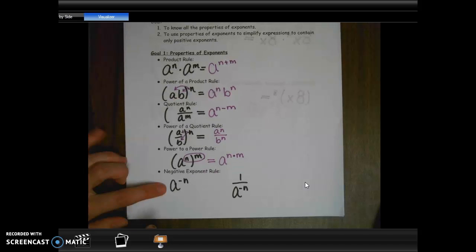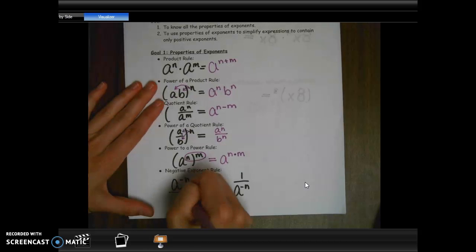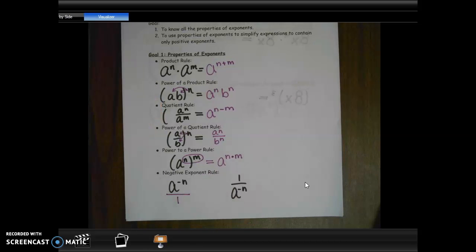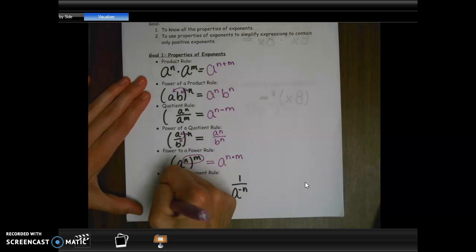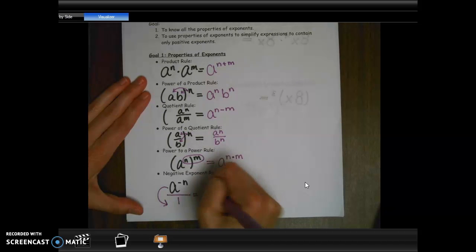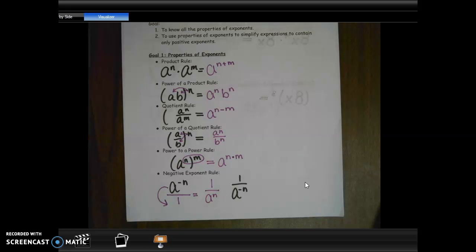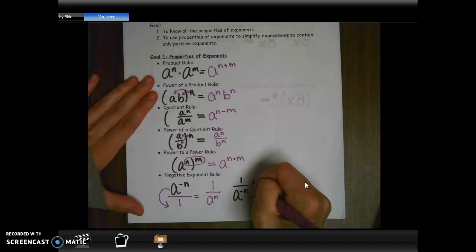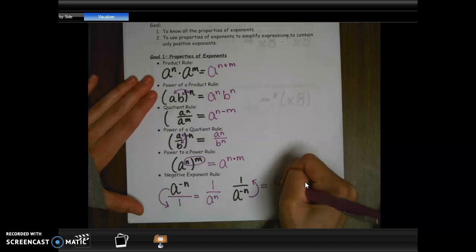So let's say we have a to the negative n over 1. It doesn't have to be written down, it's just assumed. For us to make it positive, we're going to flip it. Same thing if it was 1 over a to the negative n. We would flip it to make it positive.